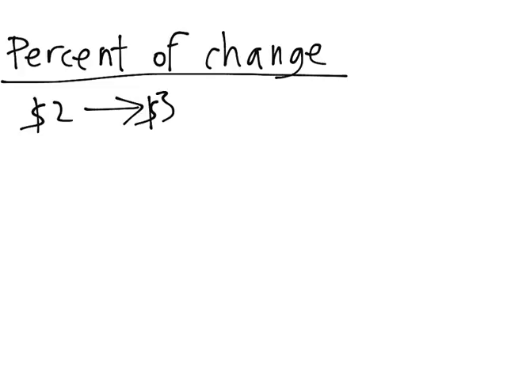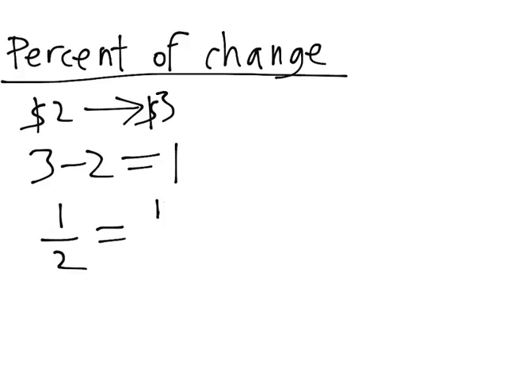First, let's calculate the change. 3 minus 2 is equal to 1, so the price of the pen changed by $1. And the original price of the pen was 2, which means that the percent of change is going to be written as 1 over 2 equals r over 100, where r is the percent of change. We need the over 100 here because r percent is really just another way of writing r over 100. Now let's solve this equation.